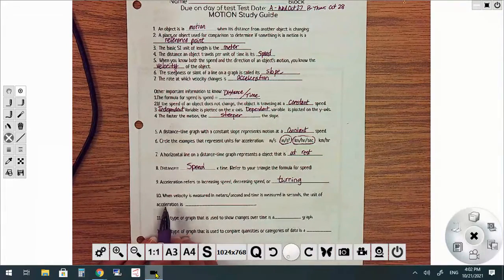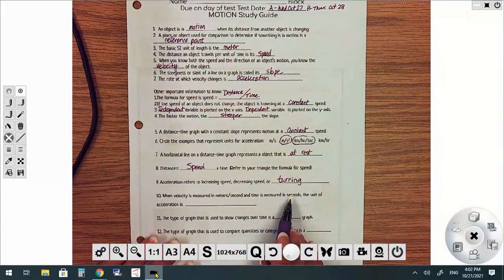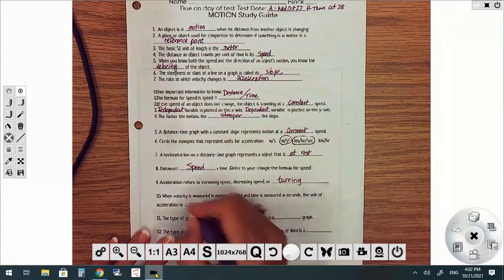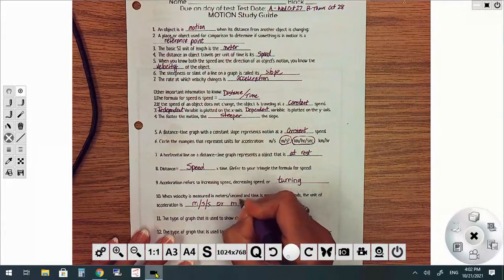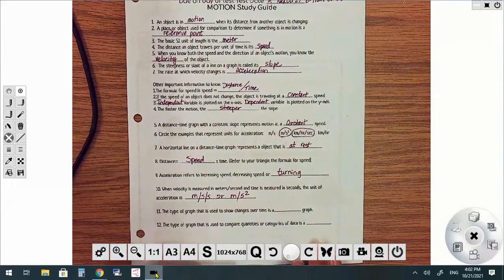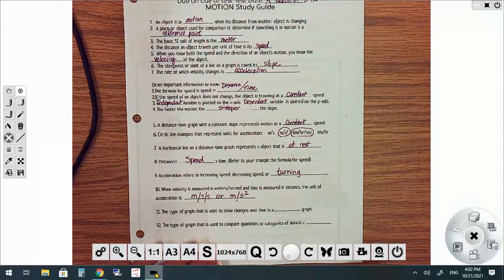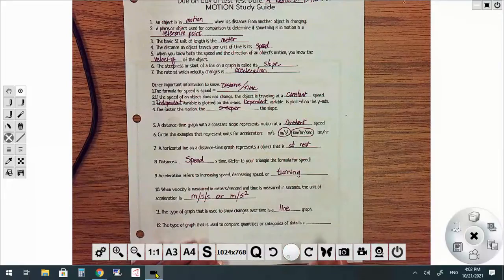Number 10, when velocity is measured in meters per second and time is measured in seconds, the unit of acceleration will be what? Meters per second, or you could have said meters per second squared. 11, the type of graph that is used to show changes over time is this type of graph. Line graph. It's a continuous relationship.